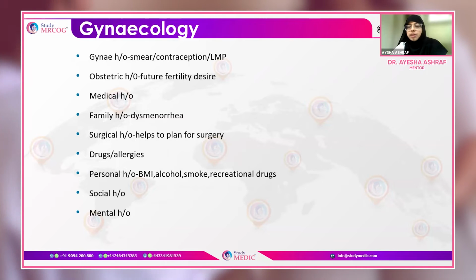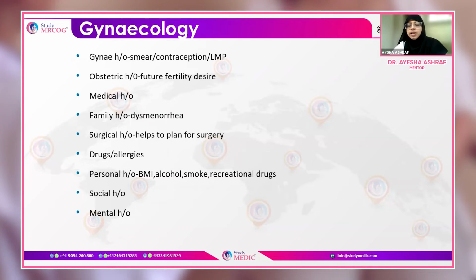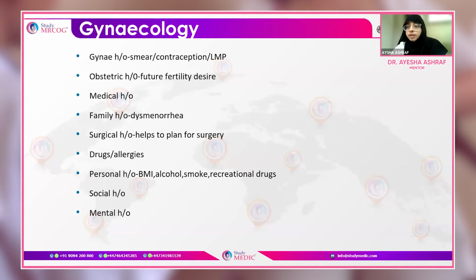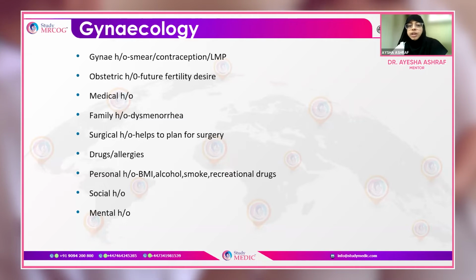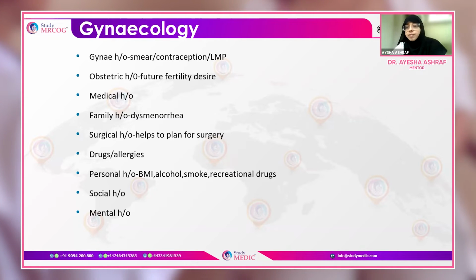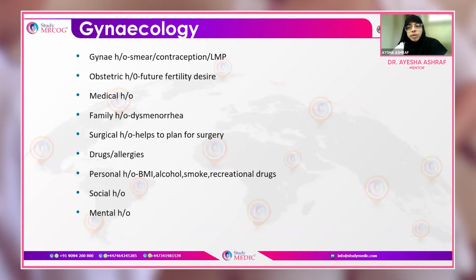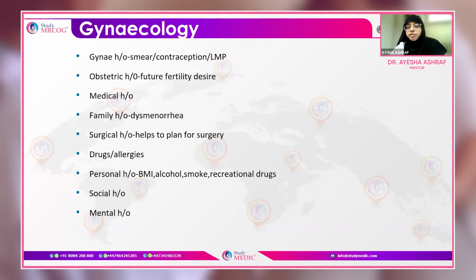Obstetric history, you need to ask how many children she has, and any future fertility desire, because sometimes a 30-year-old may come with irregular vaginal bleeding or heavy menstrual bleeding, where she has taken medical treatment, and if she has any fertility desire in the future, then the surgical treatment might not be suitable for her.